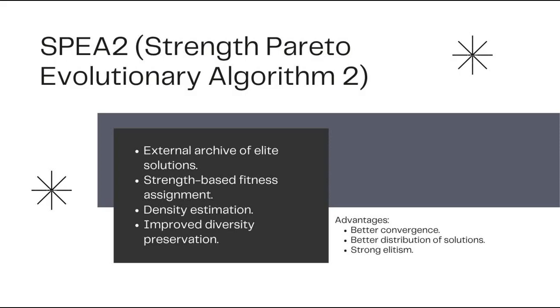Another important element is density estimation. This helps avoid having too many solutions concentrated in the same area of the Pareto front. Because of this mechanism, the algorithm can preserve diversity and maintain strong elitism. As a result, it can achieve better convergence and a better distribution of solutions across the Pareto front.